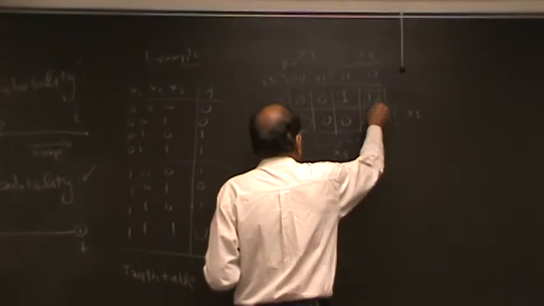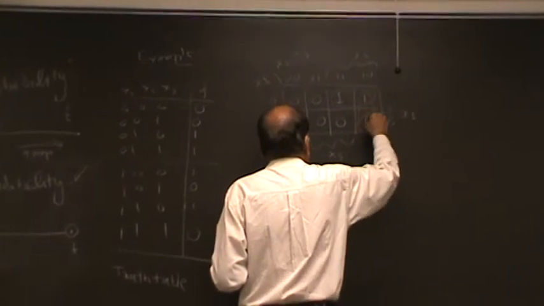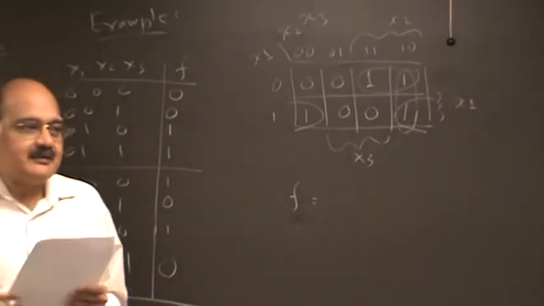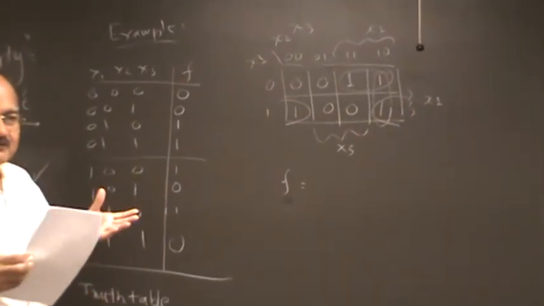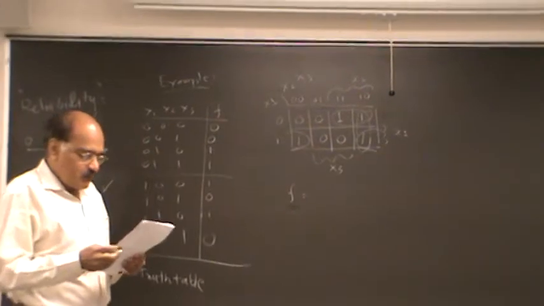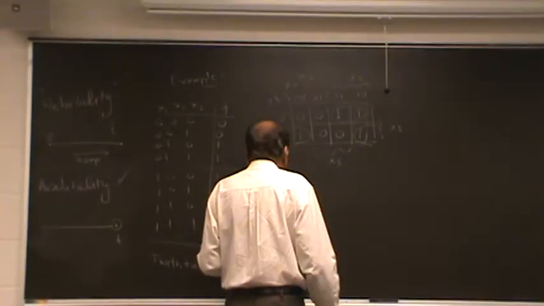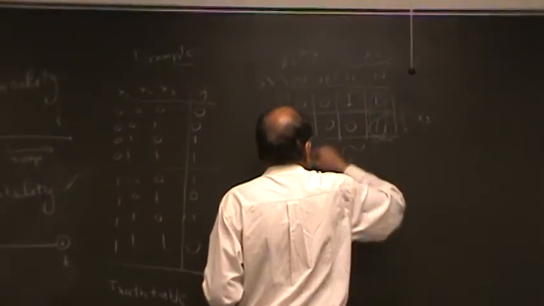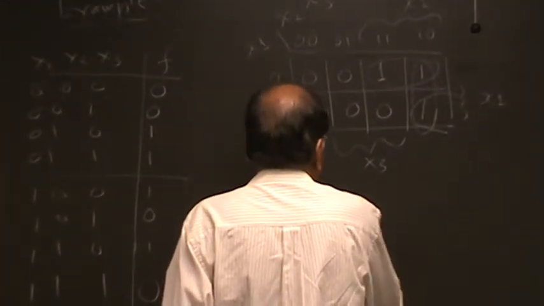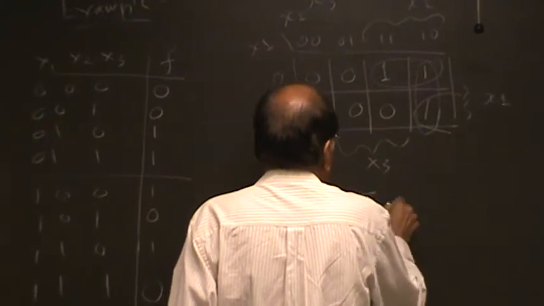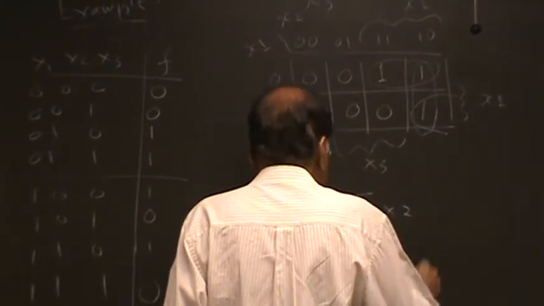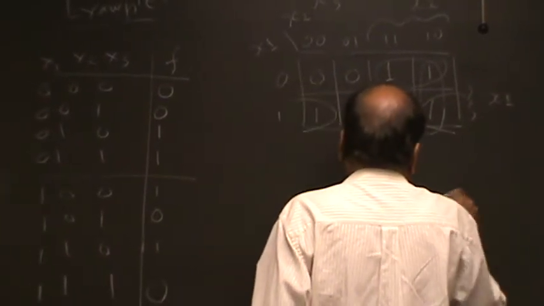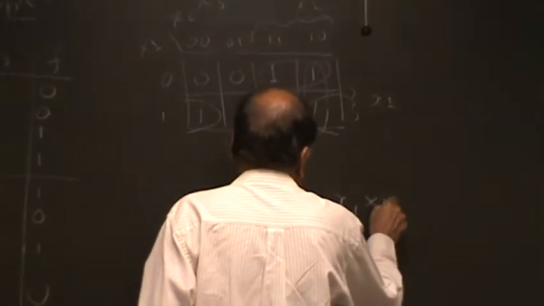Now, as you know, this combination is not necessary, because once all the ones are covered, then that is enough. And if your objective is minimization, then of course you want to come up with a simple expression. So f is equal to, let's take this term here, and that term is x1 bar x2. And these two here are x1, x3 bar.